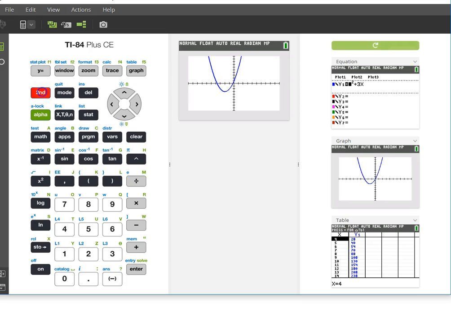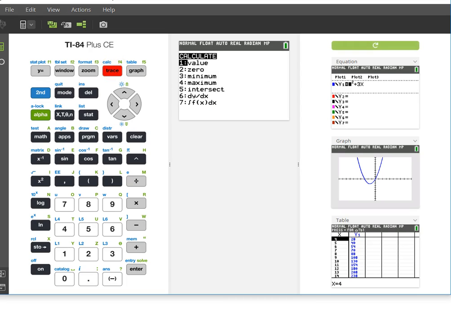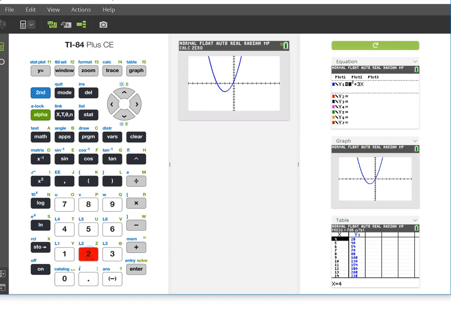We do that by hitting second, calculate, and we want to find the zeros for this graph, so we're going to choose number 2. The calculator is going to ask you 3 questions, left bound, right bound, and guess, and they're all down there at the bottom. When it asks for a left bound, you need to move to the left. Our x-intercept looks like it's right around there. We want to move to the left of that x-intercept, and then we hit enter. That's choosing the left bound. We don't want the calculator to look any further left than that.